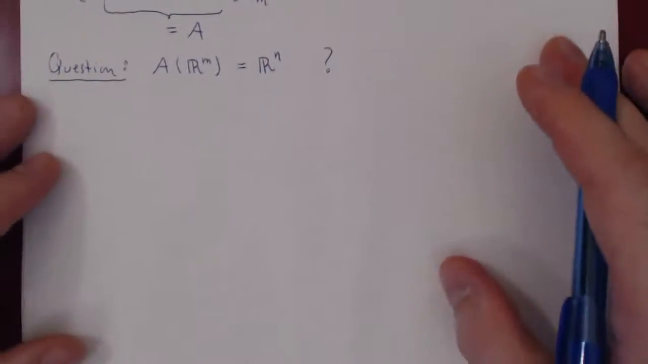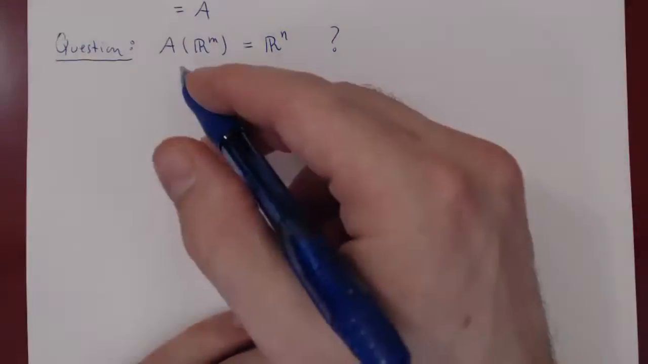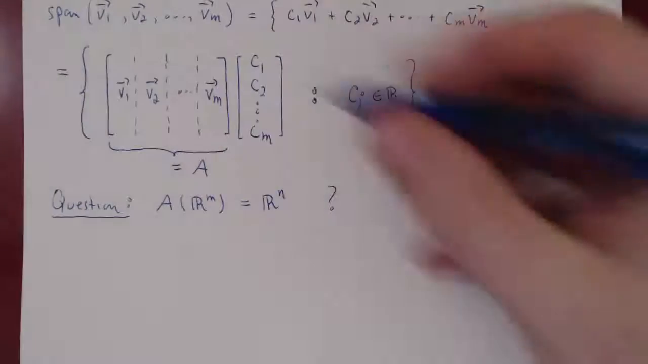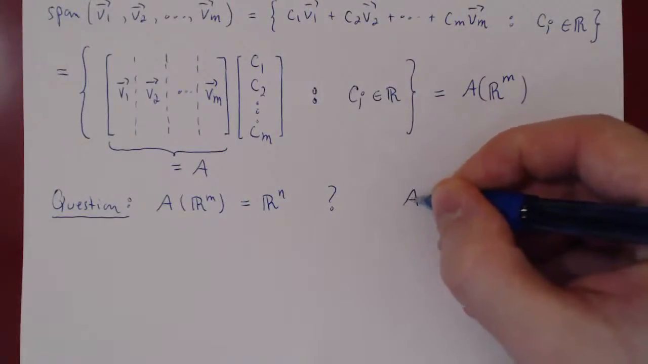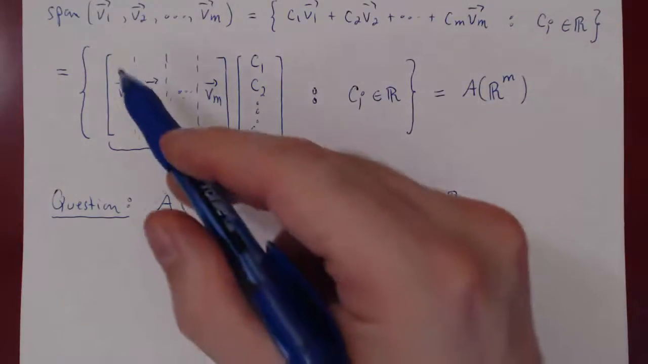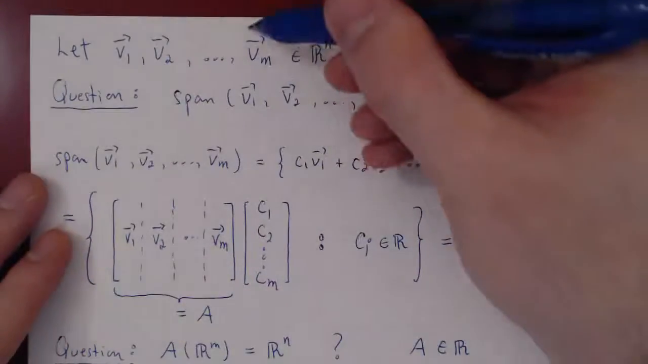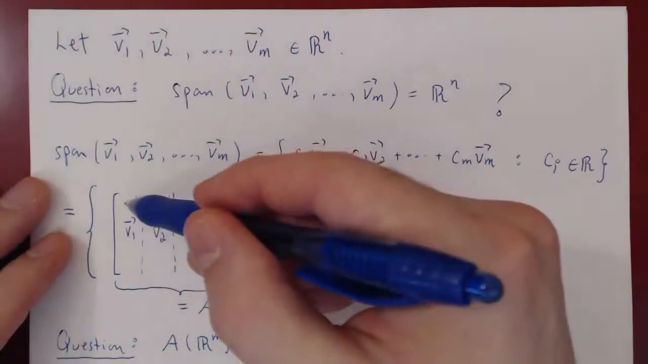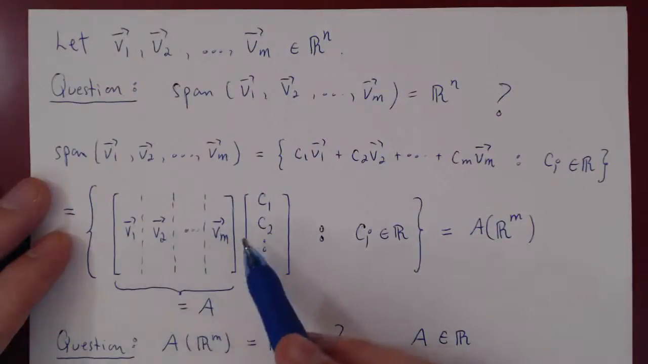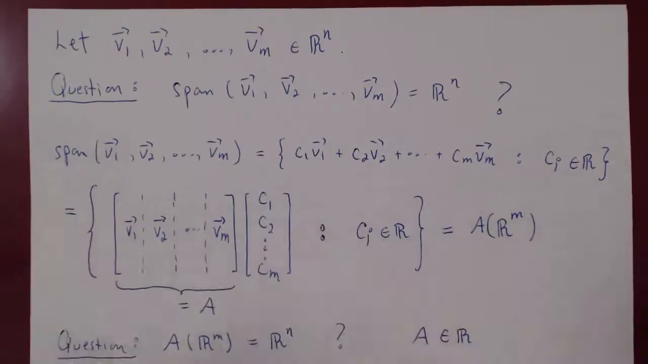Let's look at this now and see why this makes sense, and also why this is a very familiar concept. Our matrix A is a matrix with real numbers. And what's the size of A? Well, the vectors are vectors, if you remember, in Rn. Therefore, they have n components. So we have n components, therefore n rows. And we have m vectors, therefore m columns. So A is an n by m matrix.